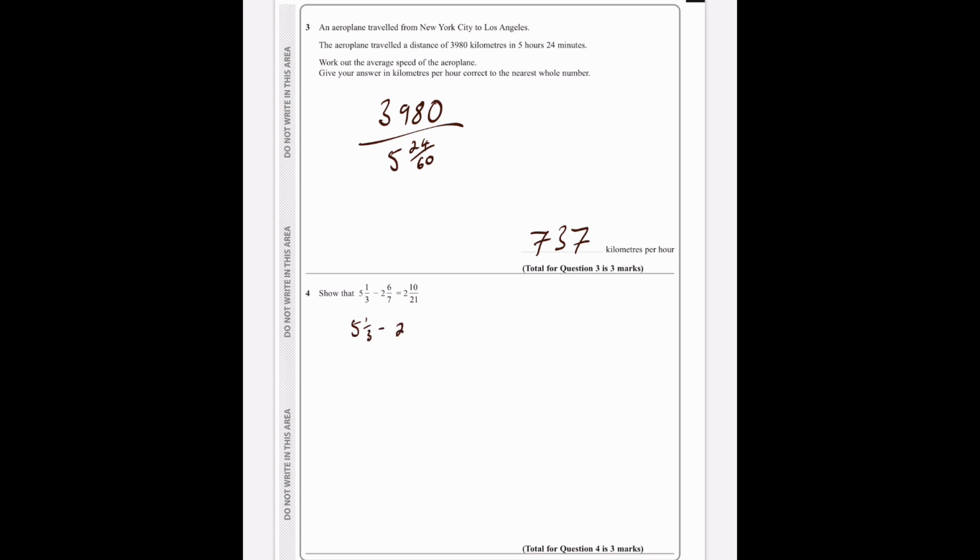Question 4, be careful. This is a show that question. If you're missing any of the steps, you run the risk of losing marks because the answer is given. I'll turn them to top-heavy fractions, get myself a common denominator of 21, carry out the subtraction, and then simplify the final answer. Very straightforward, just make sure you don't skip steps out with a show that question.